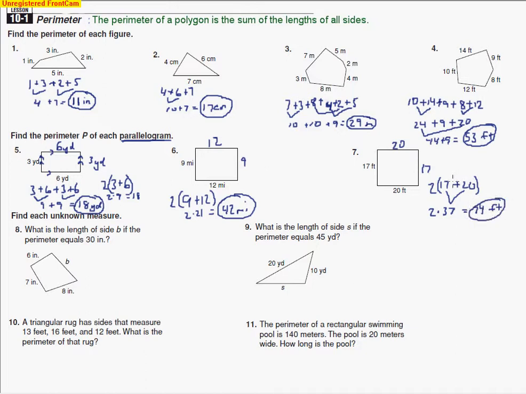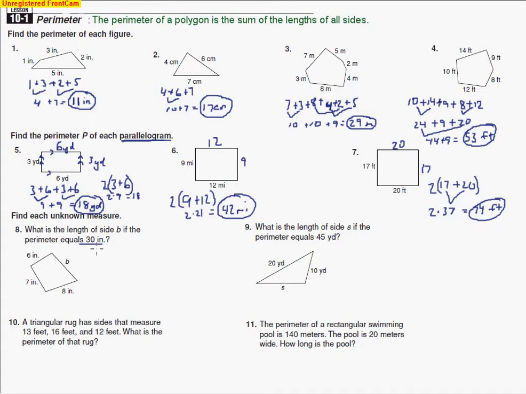Well, let's take a look at the next set of directions. It says find each unknown measure. So there's a measure here that we're looking for. What they've given us is the perimeter. So what is the length of side B, this side right here, if the perimeter equals 30? So they tell us what the perimeter is.